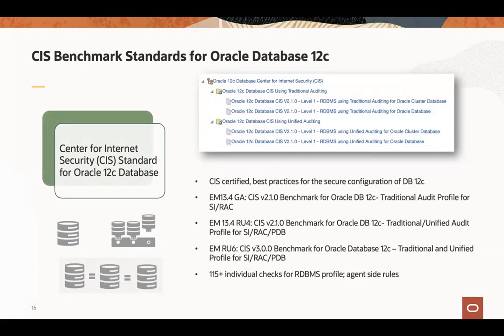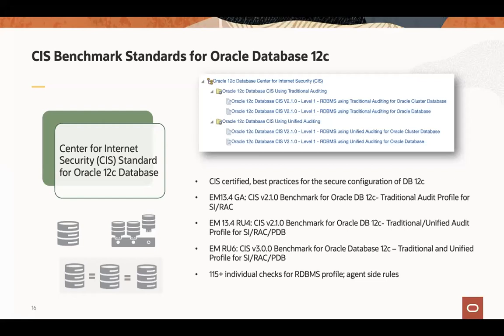I'm not going to read through each of these bullet line items. It basically calls out various versions that we have supported over a period of time. It also gives you information like Enterprise Manager release update 6. RU6 means release update 6. It provided support for the CIS version 3.0.0 benchmark for Oracle Database 12c. We supported both traditional and unified profiles for covering all target types, single instance, RAC. Even though I've just said pluggable, it also has CDB in that support.